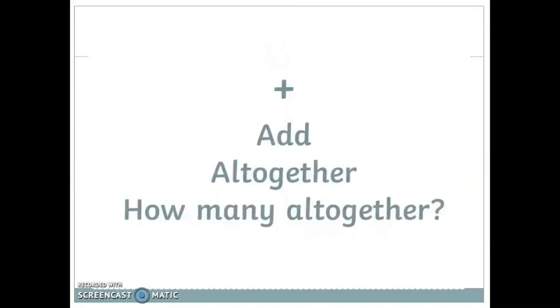So students, I hope you all are well familiar with this term, that it is plus sign. In plus, we add all together and then we count how many altogether we have.